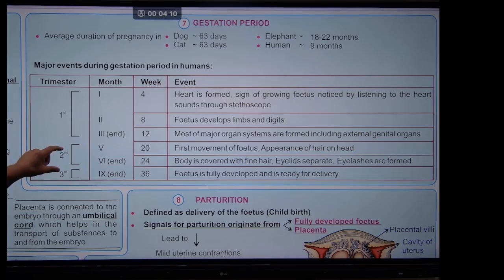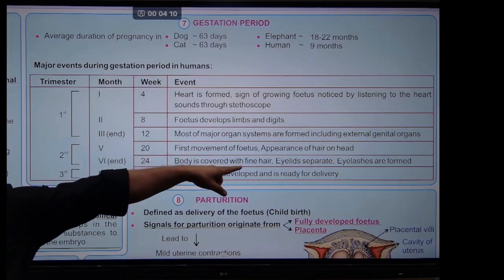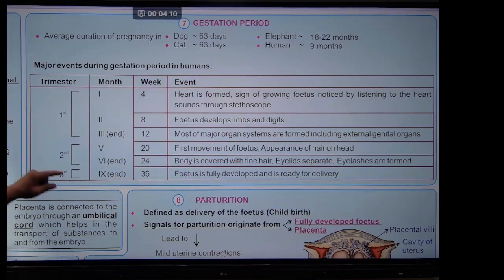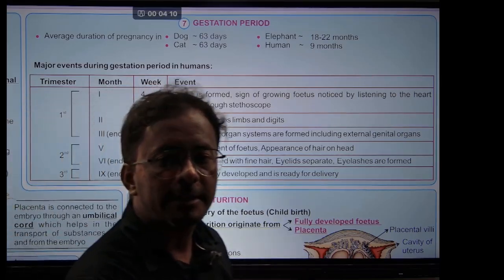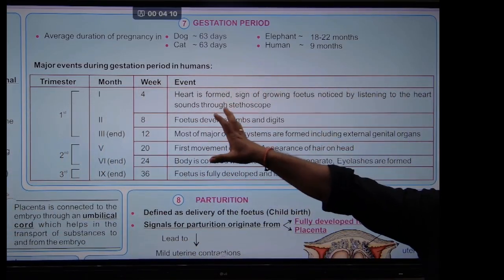And by the 5th month, first movements of the fetus and the appearance of the hair on the head. By the 6th month, you can say the body is covered with fine hair, eyelashes are formed, eyelids will separate. By the end of the 3rd trimester or the 9th month, the fetus is fully developed and ready for the delivery. Okay? These are the changes that happen during the 9 months.